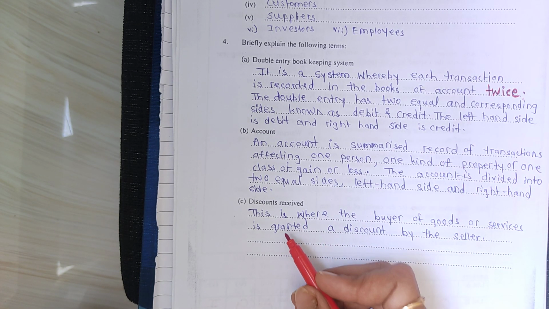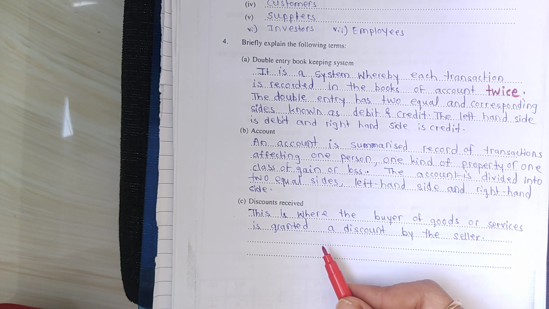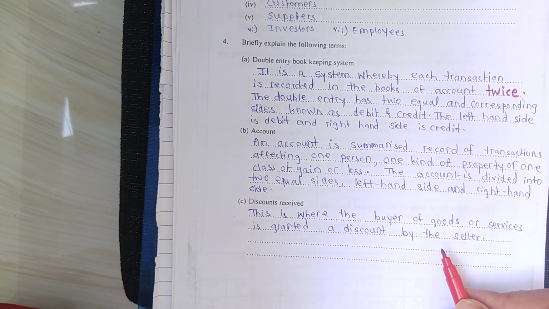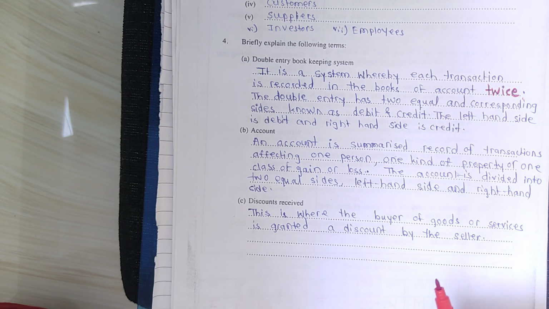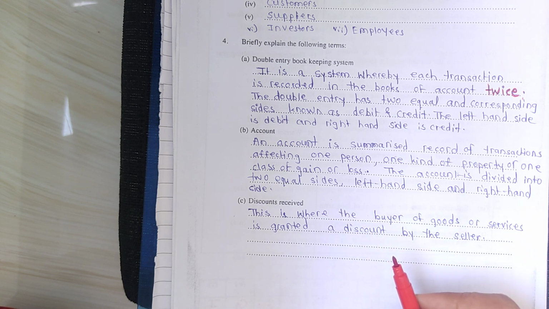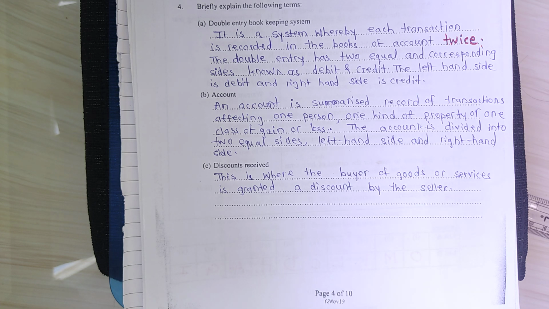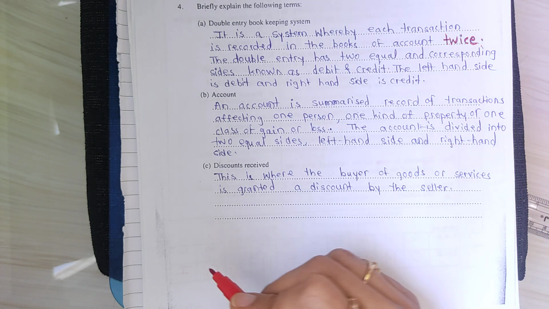Then next, discount received. See, discount received. This is where the buyer of the goods or services is granted a discount by the seller. For example, suppose we are buying something and the cost of that goods is 10,000, but we ask the seller for a discount and he is ready for 1,000 discount. So buyer gets discount, so it is known as discount received. So now 10,000 minus 1,000, we have to pay only 9,000. So we will say we received discount.